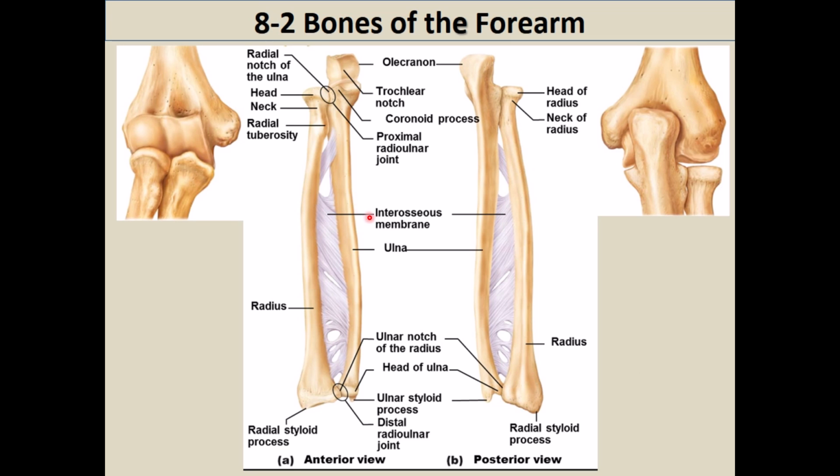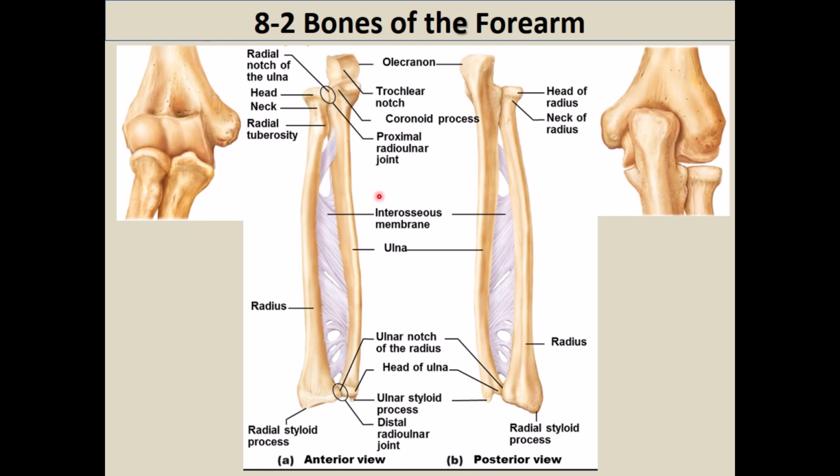So the bones of the forearm, there are two of them. Medially, this is called the ulna, and laterally, this is the radius. The bigger part of the ulna is located proximally, but the bigger part of the radius is located distally. The head of the radius is located proximally. The head of the ulna is located distally. They are connected with each other by this regular connective tissue, called the interosseous membrane.